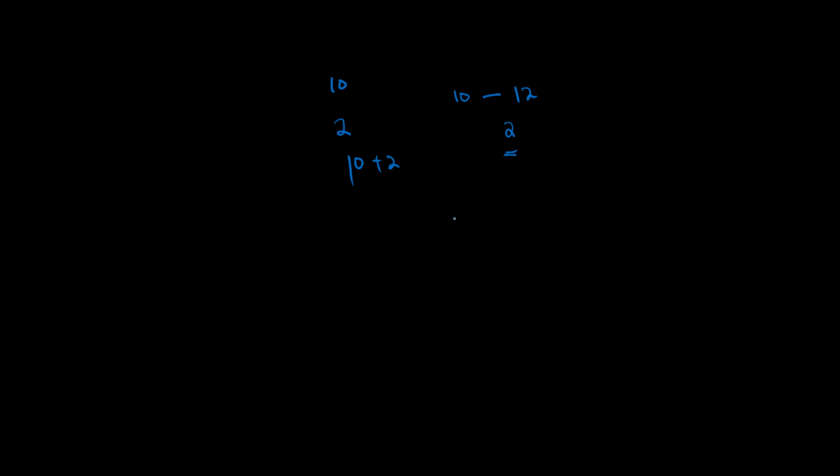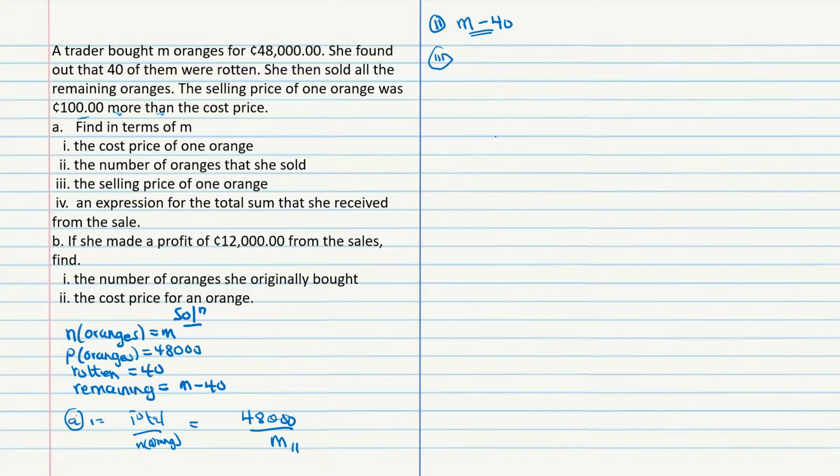Let me give you another example. If you have 20 and then 25, by how much is 25 greater than 20? So in this case, the selling price of one orange will consist of the cost price. Notice that this is the cost price from question i. So it will be the cost price plus 100. That means 48,000 divided by M, plus 100. That will be the selling price of each orange.